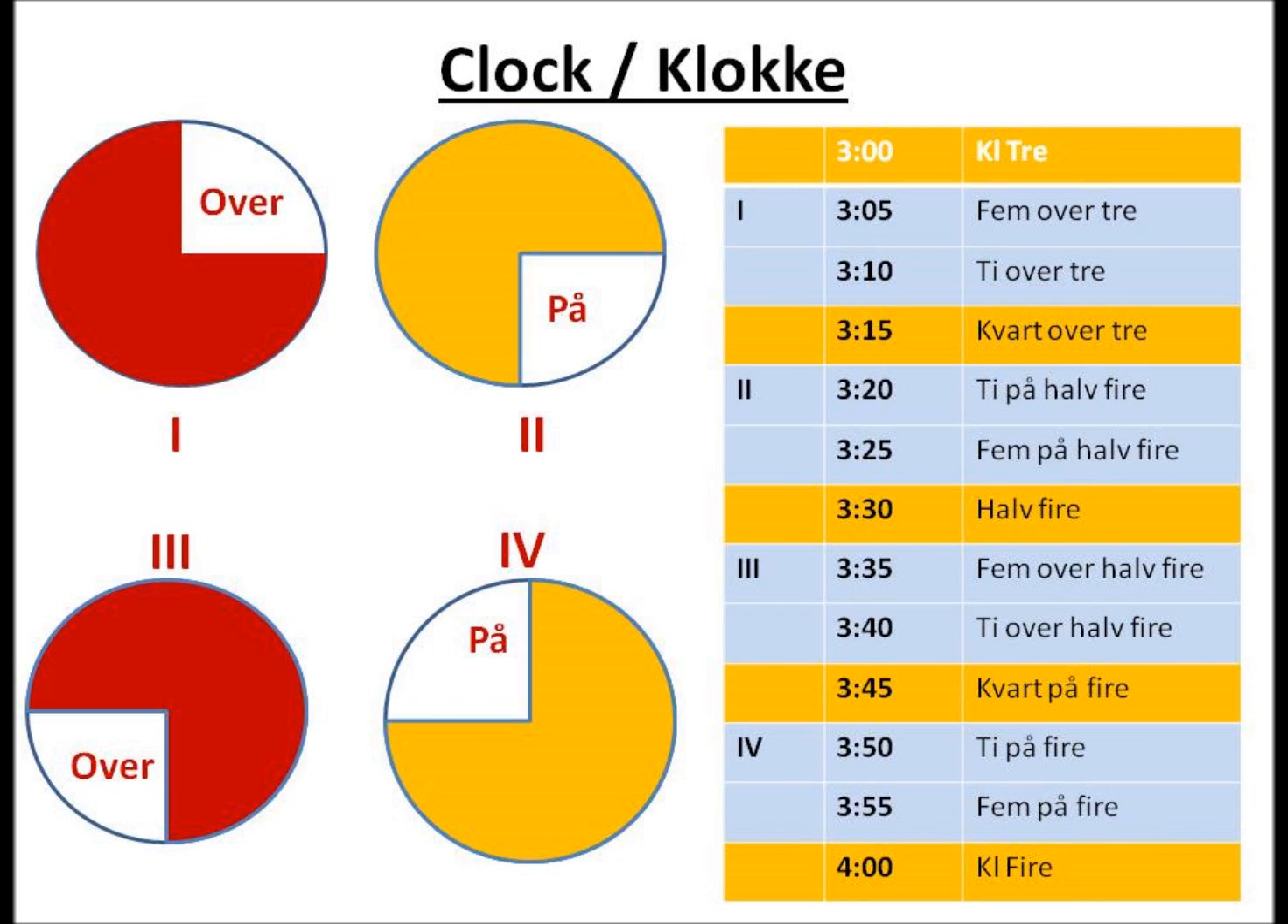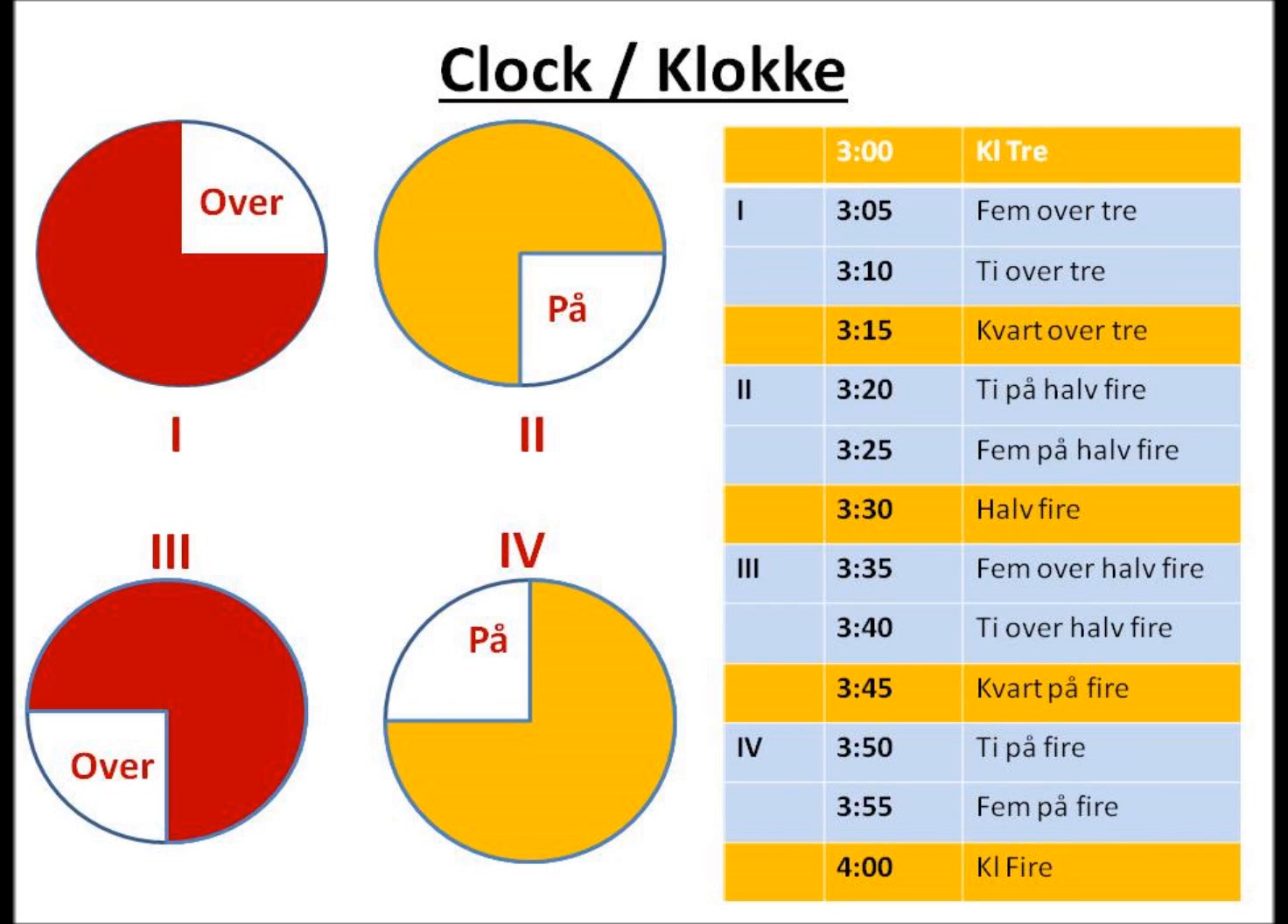Let us say now the time is 3 o'clock, or klokka 3. Now how do we say 5 minutes past 3, or 3:05? We will say 5 over 3, because it's in the first quarter. 5 over 3.